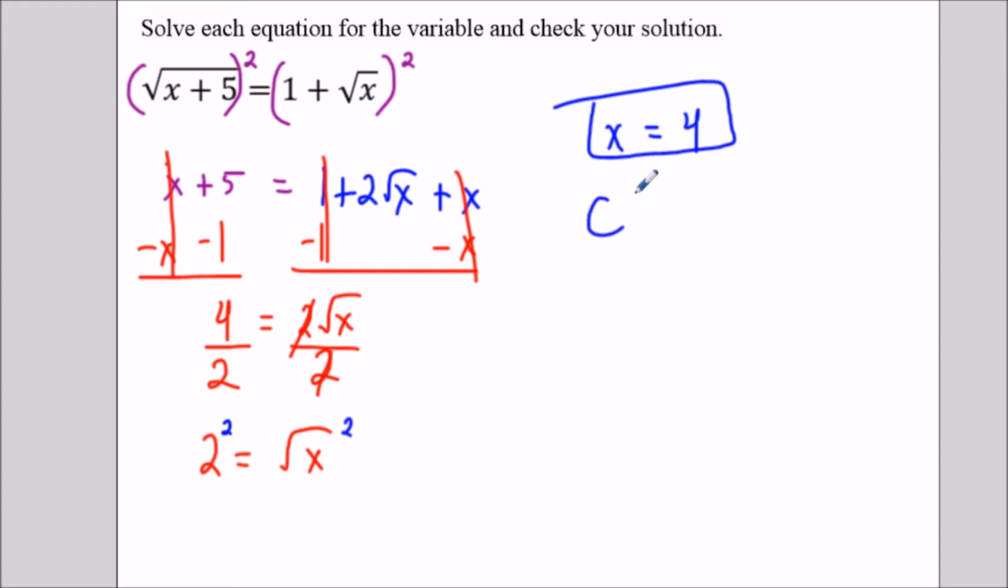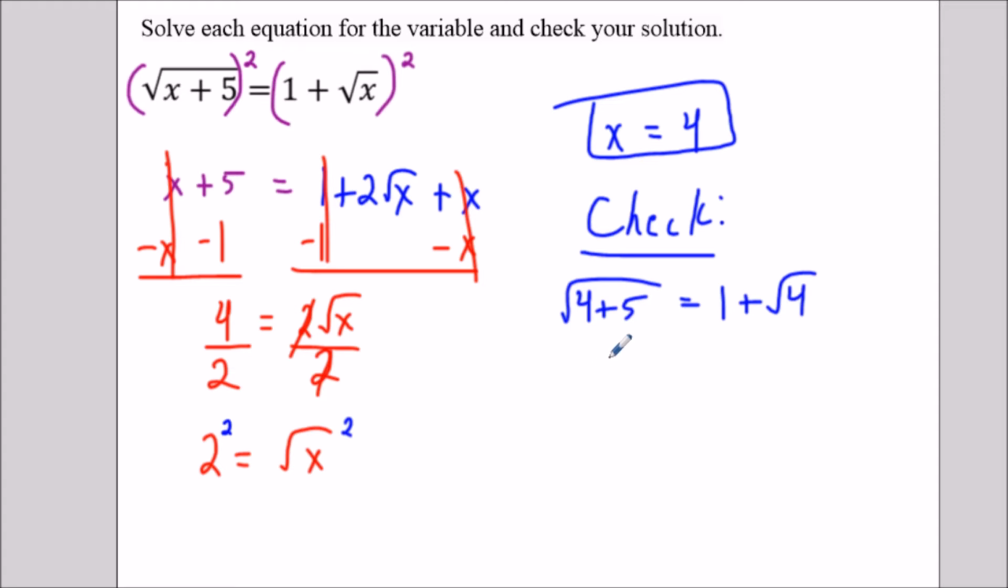Now what we should do though is absolutely check to see that this does work out. So we've got square root of x plus 5 was the original, so we're going to say square root of 4 plus 5 is equal to 1 plus the square root of 4. So now we've got square root of 9, which is 3, is equal to 1 plus 2, and 3 is equal to 3, so this checks out.